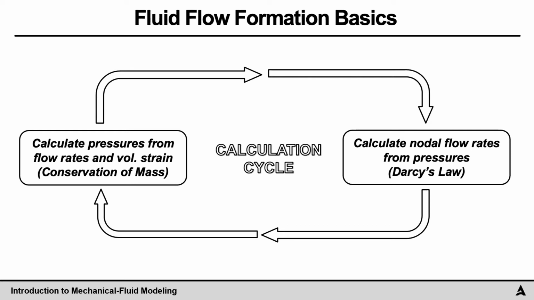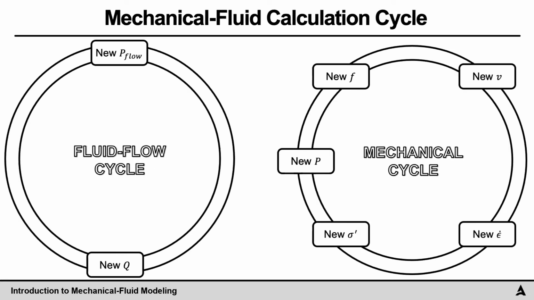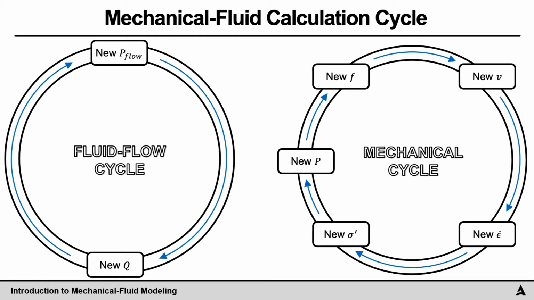So what we have now are two different types of calculation cycles. We have the mechanical cycle on the right and the fluid flow cycle on the left. Each of these is going to pass information along during both calculation cycles. You'll see that the one part I have added in the mechanical cycle, which was not included before, is to calculate new pore pressure. But the mechanical cycle is consistent with what we have seen before, and then the fluid flow cycle.